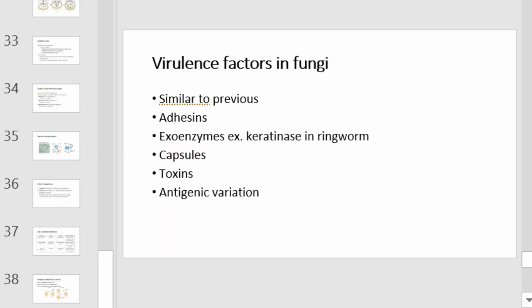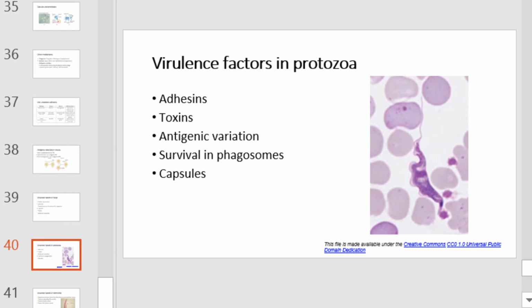Virulence factors in fungi. The virulence factors in fungi are similar to those previously described. They include adhesions, exoenzymes, capsules, toxins, and antigenic variation. Virulence factors in protozoa, again, are similar to those previously described and include adhesions, toxins, antigenic variation, survival in phagosomes and capsules.